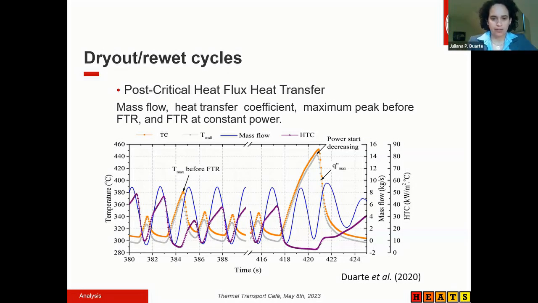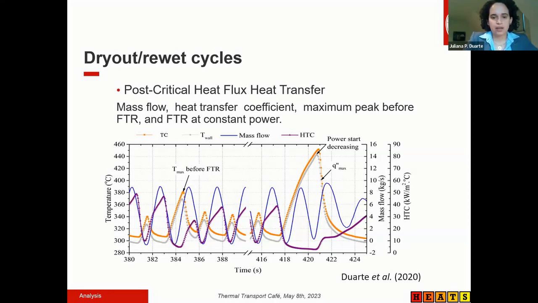This is a busy plot, but if you look here, the gray and orange curves are basically the temperature of the rod. The thermocouple was on the inner side of the rod, and the rod was an electrical heater. So we did a 2D inverse heat transfer to calculate the surface temperature of the rod. This is the difference between the orange and the gray: the inner and outer surface temperature of the cladding that was being heated during the experiment.